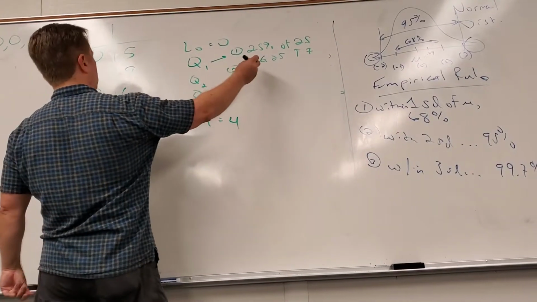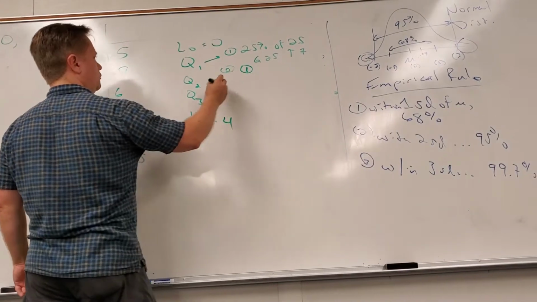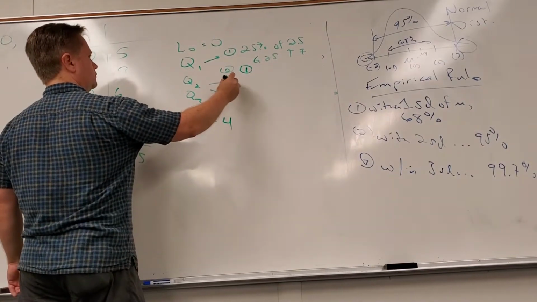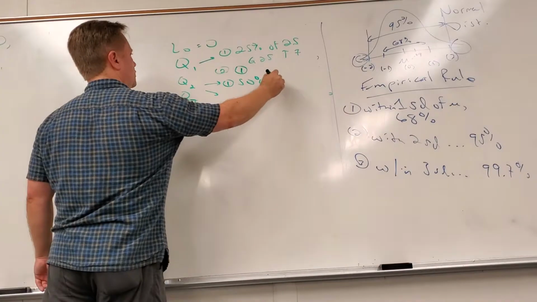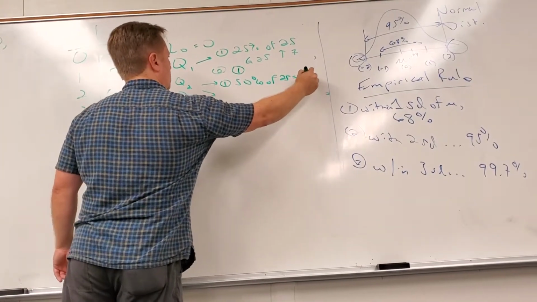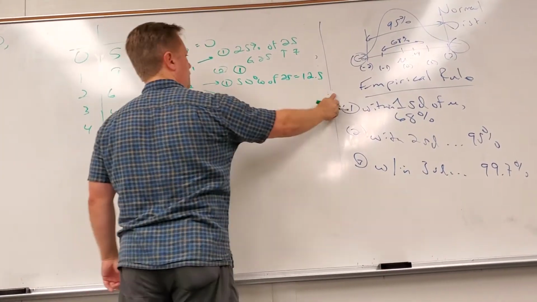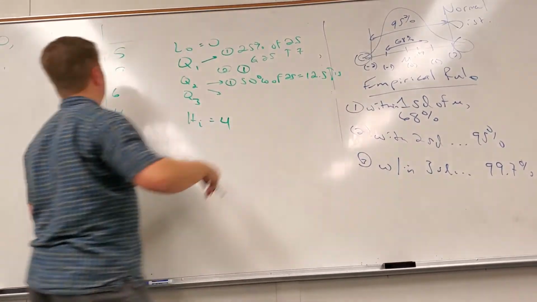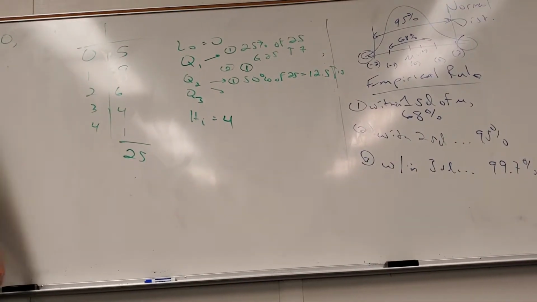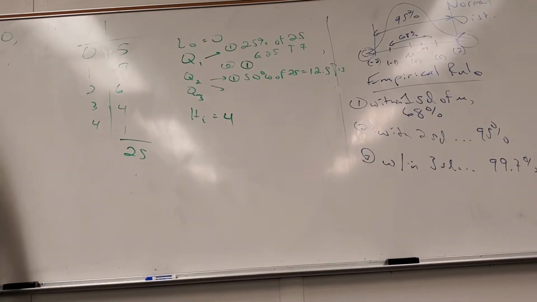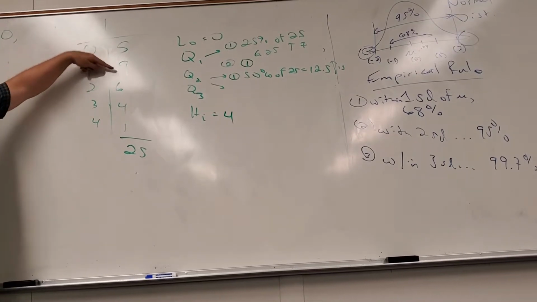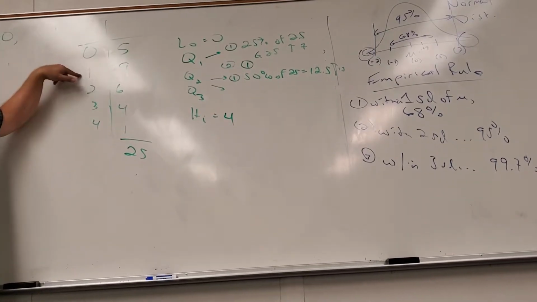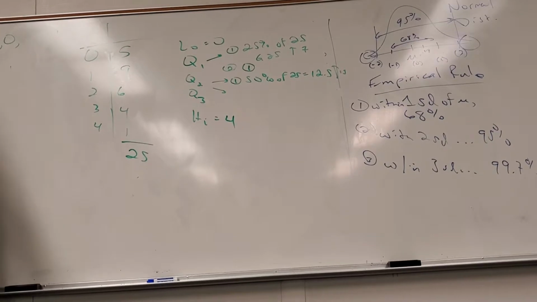So what would this be? That would be 1. What about Q2? It would be half of 25, which is... 13. And what's the 13th number? Still a 1, right? I'm not out of the ones. The 14th number is a 1, so the 13th number is still a 1. Is everybody seeing that?